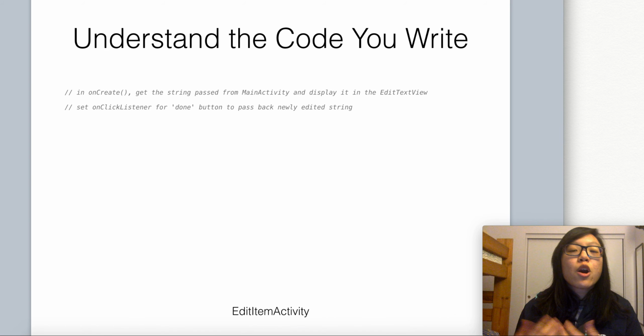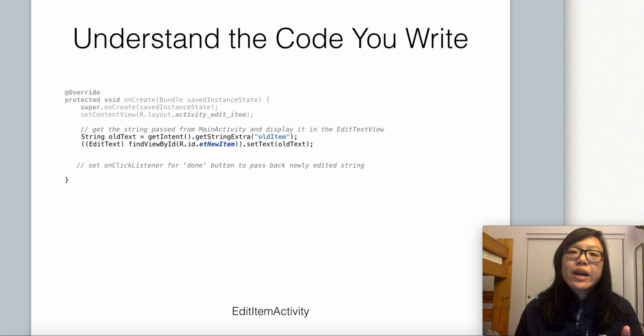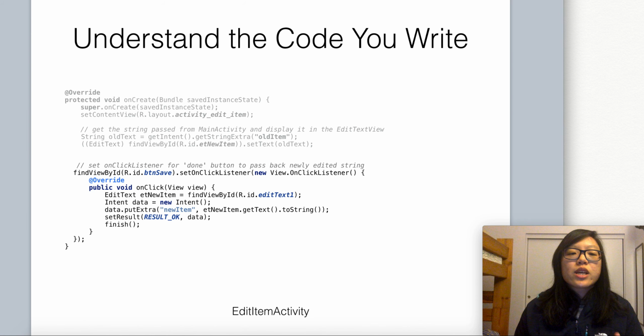So what code will we write in edit item activity? In onCreate, we wanted to get the string that was passed to us from main activity and display it in the edit text view. So the code for that would be like this. I have my comment, and now I start to write the code for it. And then secondly, I need to set an on-click listener for the done button to pass back the newly edited string. So with that, I use an on-click listener for the save button, and then I create a new intent, and I put some extra items in it.